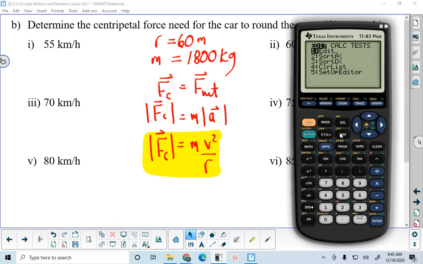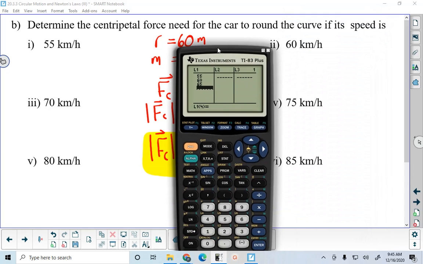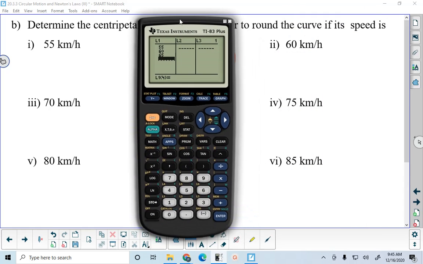So now what I would like everybody to do, and do your best to follow along here, is in L1, enter your speeds: 55, 60, actually, wait a minute, 55, 60, then it jumps to 70. I don't know why I don't have a 65, but that's okay. I have 55, 60, 70, 75, 80, and 85. Just double check here, are your numbers the same as mine? You don't have a 65?